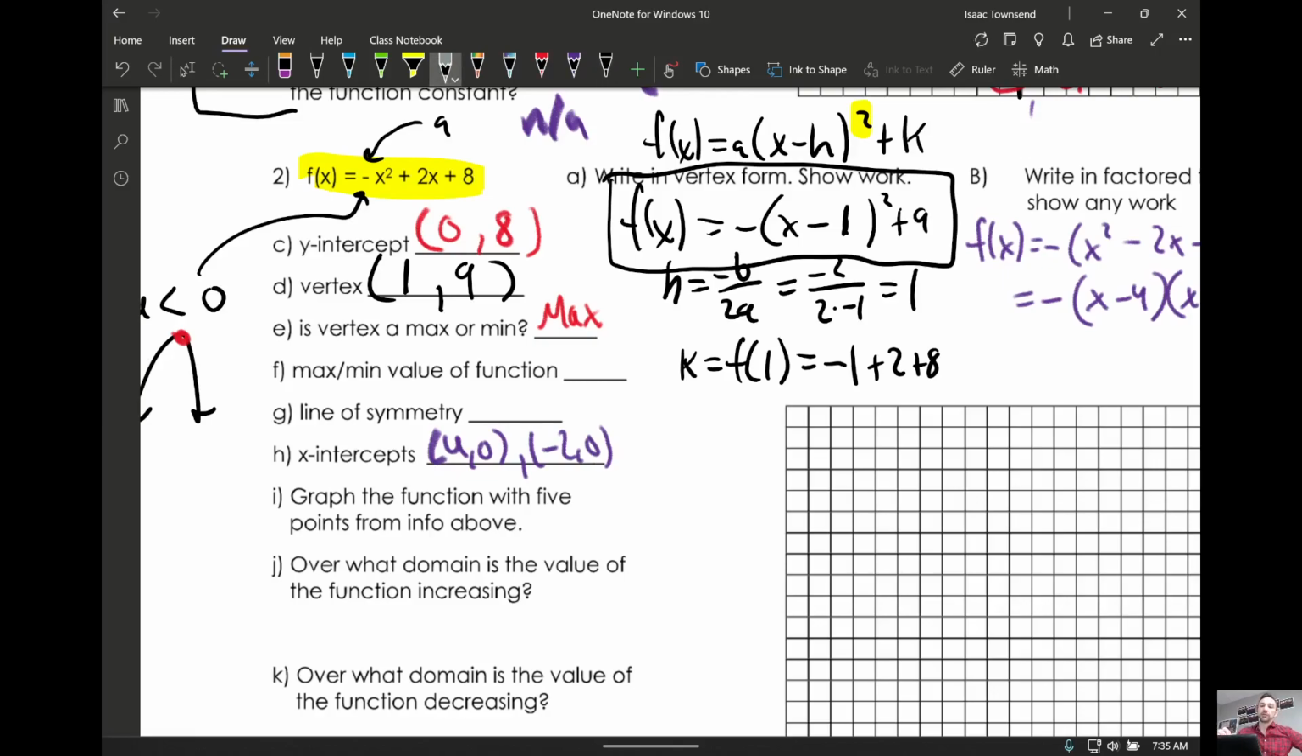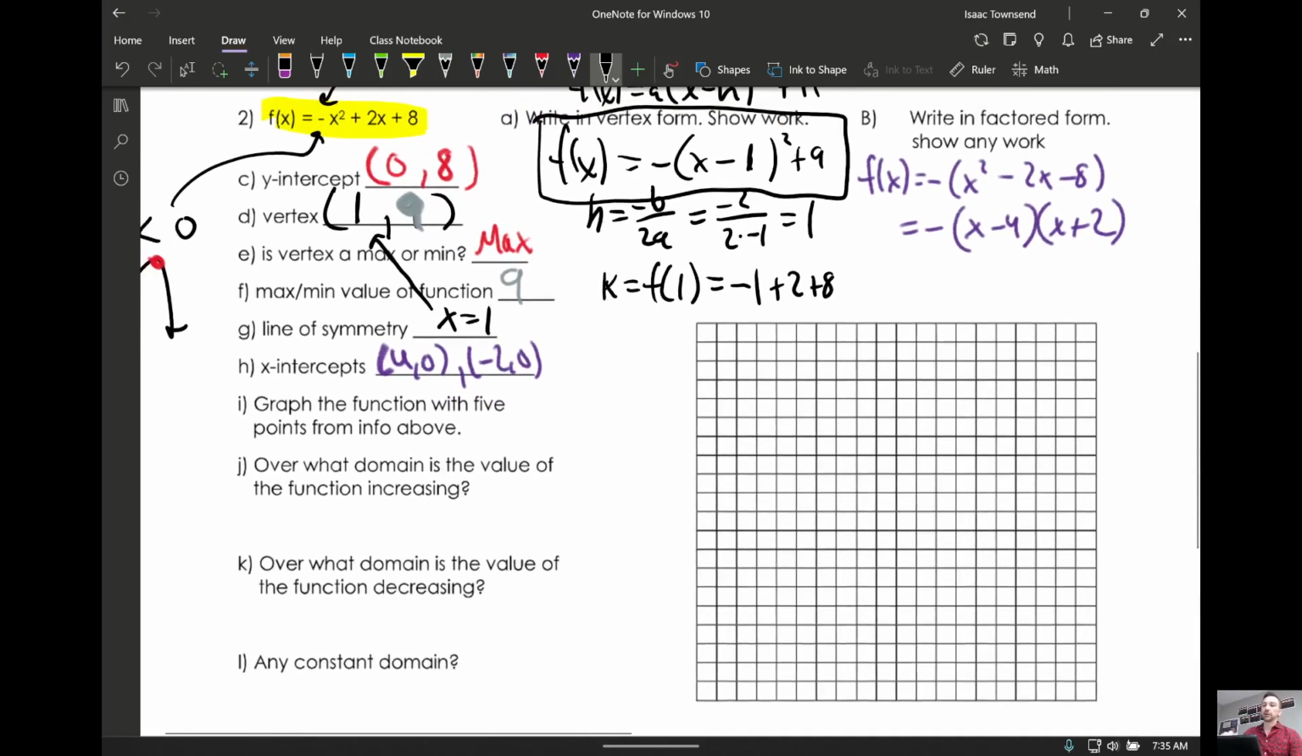The y value of the vertex is either the max point or the min point. That's the highest y value or the smallest y value, depending on which way it opens. My parabola could be cut in half and have perfect symmetry on the left and the right, but it's got to go through the x value of the vertex, so x equals 1.